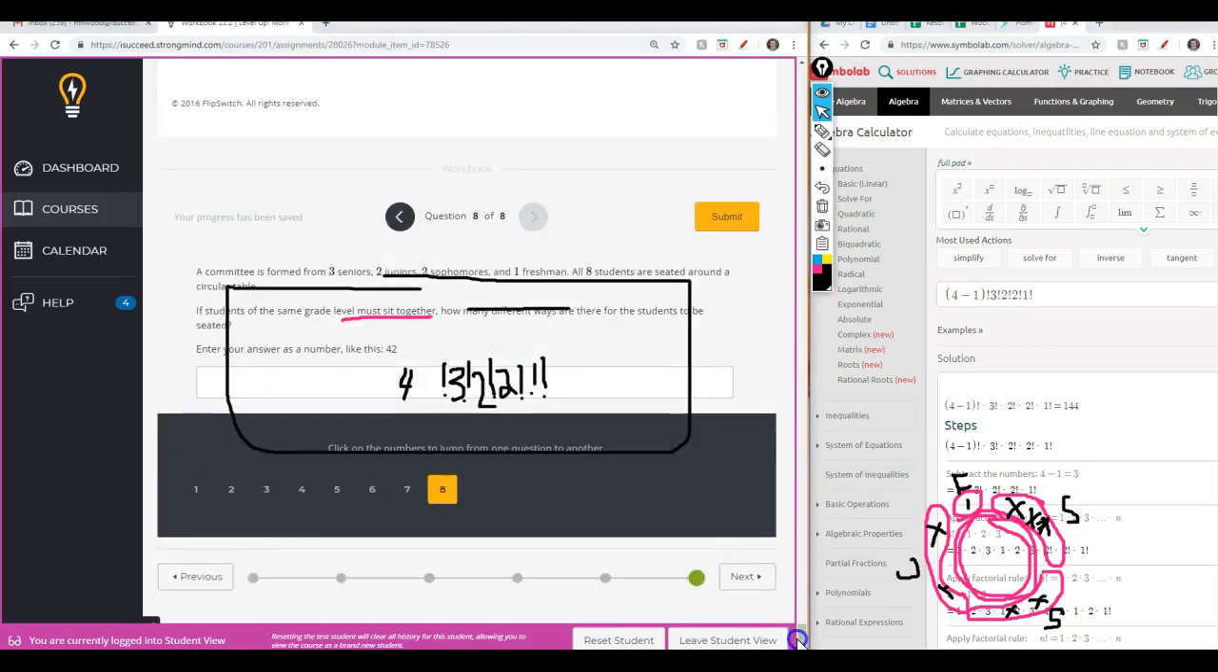So I guess a good question here would be to ask, how many distinct groups are there? And that's what will help you determine which formula to use.